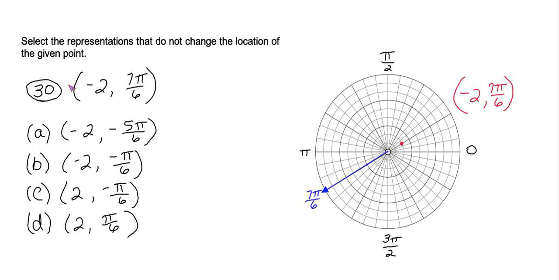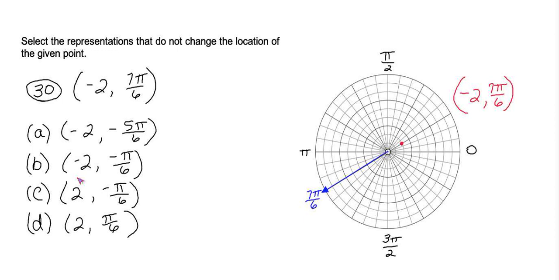Next, let's look at this problem. Select the representations that do not change the location of the given point. So from the previous examples, we know that there is more than one way that we could write a point with polar coordinates. So I've plotted this point for us, negative 2, 7 pi over 6. When I go from the initial positive x-axis, my terminal side is right here. I've illustrated that in blue. But since the 2 is negative, we're going on the opposite of that ray, which brings me to this red point that I've plotted.